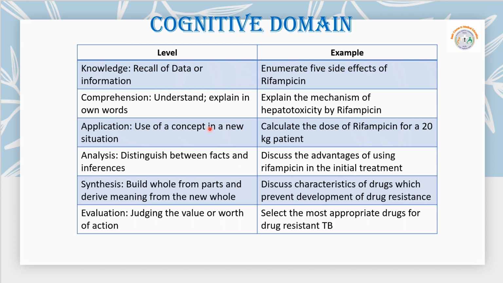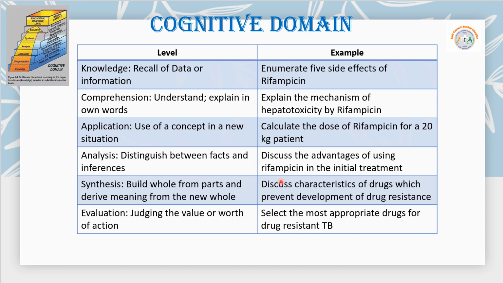Then at a further higher level, if I ask the student to calculate the dose of rifampicin for a 20 kg patient, then it is application. That is use of a concept in a new situation. Then a further higher level is analysis. If I ask the student to discuss the advantages of using rifampicin in the initial treatment, here actually I want the student to distinguish between facts and inferences.